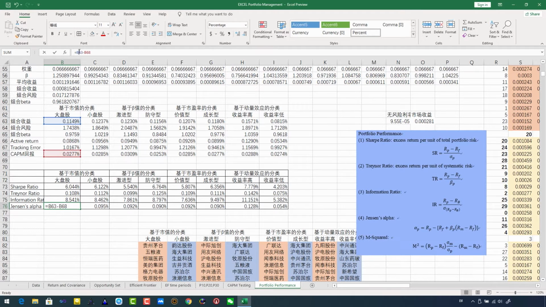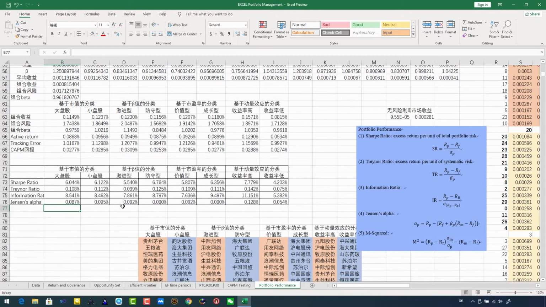And Jensen's alpha equals our realized return, which is our portfolio return, minus our CAPM return. So we just subtract this CAPM return and we can get our Jensen's alpha. For the M square, you can calculate by yourself. I don't have enough time, so I forgot to calculate M square. And you can do all this calculation by yourself to calculate the portfolio performance measures for each portfolio group. And then we can compare our result.